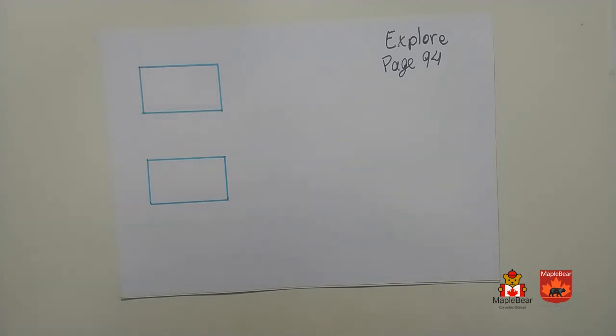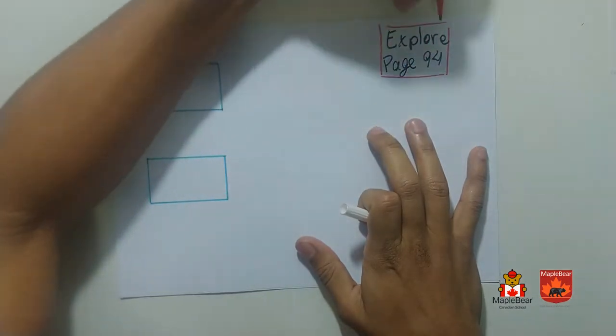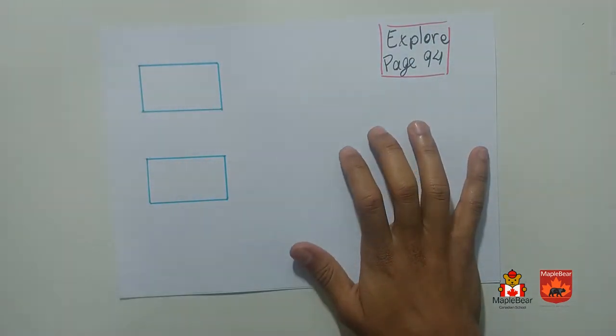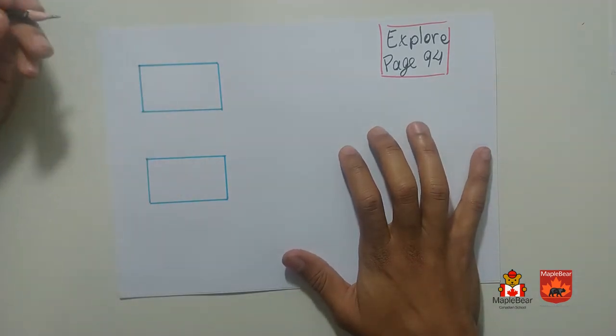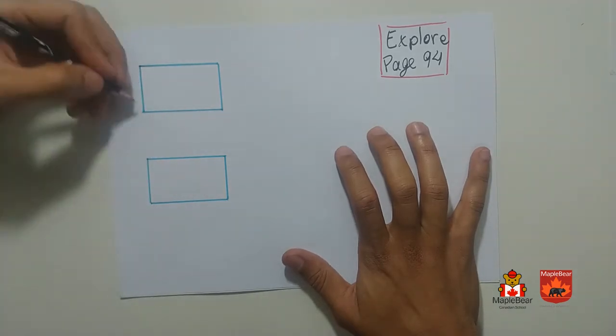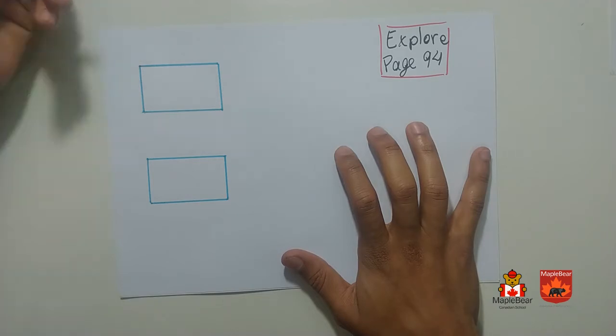Now I want everybody to open your books on page 94. You're going to take some time to do this explore before you move on to our activity. So if I have this rectangle again, and I want to calculate the area of it, but I don't have any measure here, I need to do what?